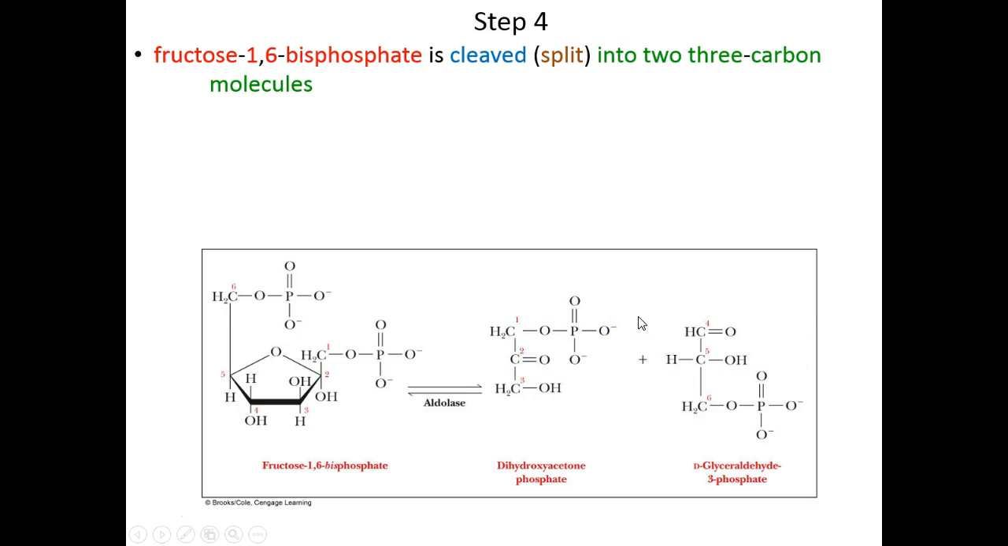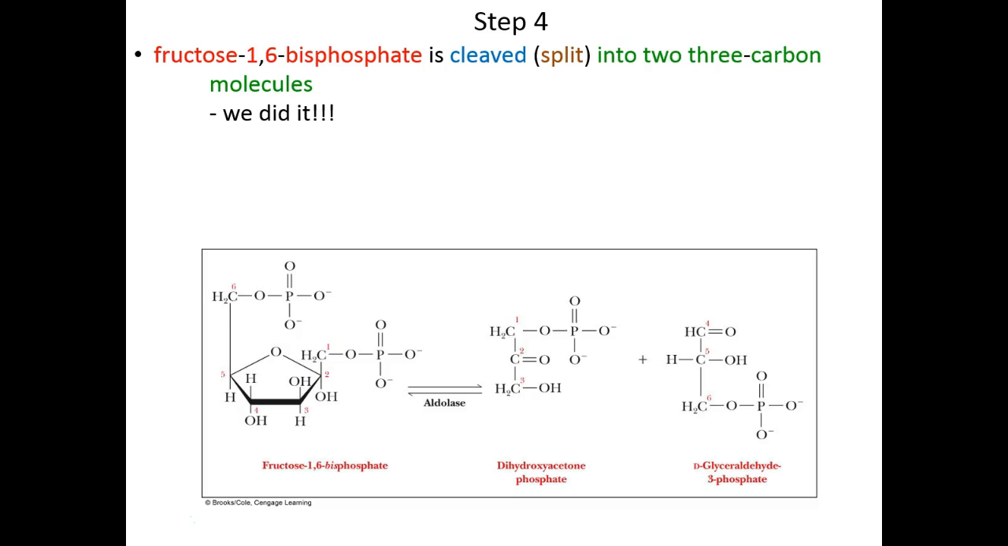One is called dihydroxyacetone phosphate, or DHAP, D-H-A-P, we'll call that DHAP. And the other is glyceraldehyde 3-phosphate, which is sometimes represented in the book or in the lecture as G3P for glyceraldehyde 3-phosphate. But that's hard to say, G3P, so we usually refer to this molecule as GAP, just to make it easier to roll off the tongue. So fructose 1,6-bisphosphate is cleaved into DHAP and GAP.